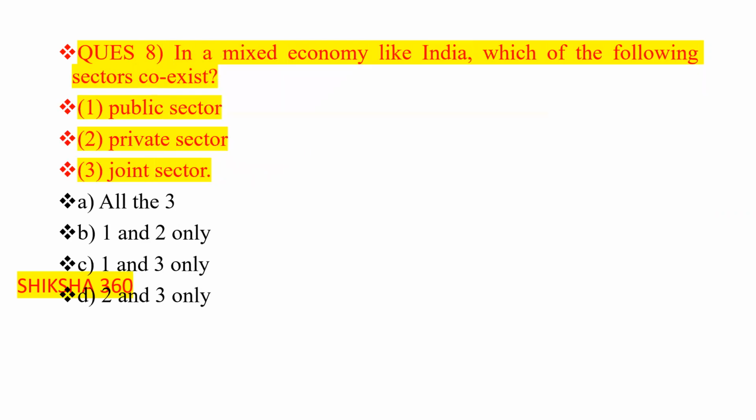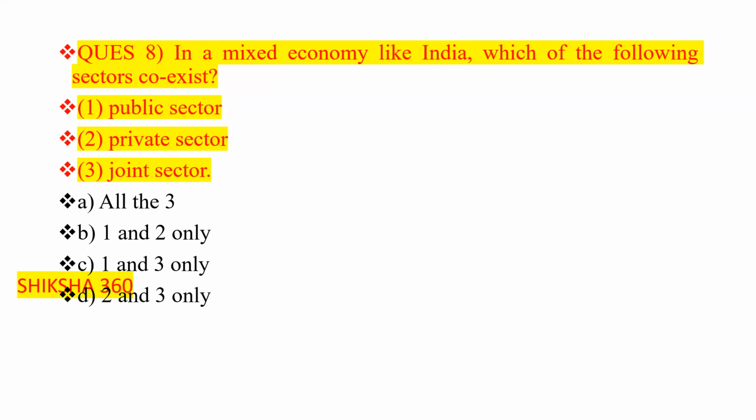In a mixed economy like India, which of the following sectors coexist? First one is the public sector. Second one is the private sector. Third one is the joint sector. Clear? So option number A is all the 3.